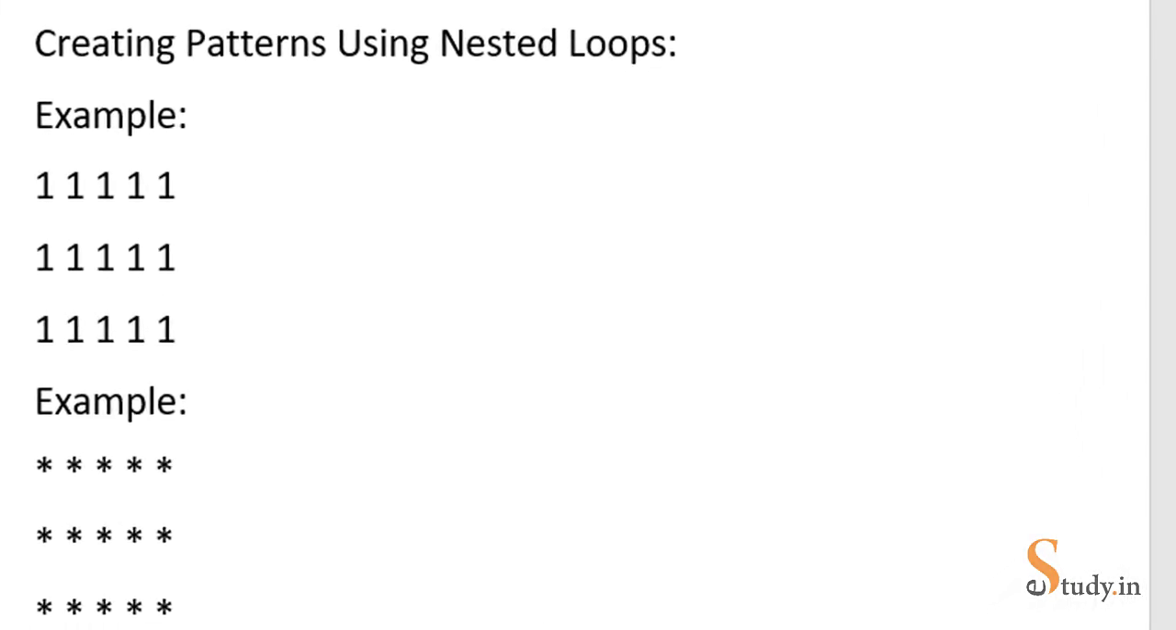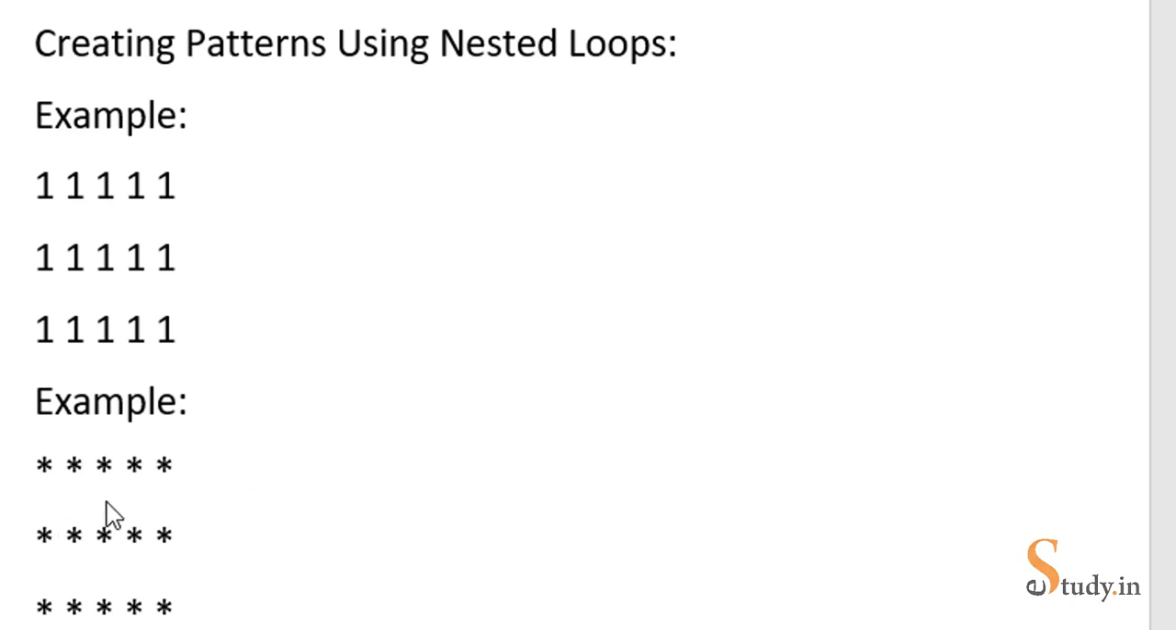In this video we'll learn how to create patterns using nested loops. So first, understand what a pattern is. Now here I've given two examples of patterns. In the first example, you see that we are printing number 1 five times in one row, and then we are printing it thrice. So the first row has 5 times 1, the second row has 5 times 1, and the third row has 5 times 1. So this is a pattern because there is some similarity.